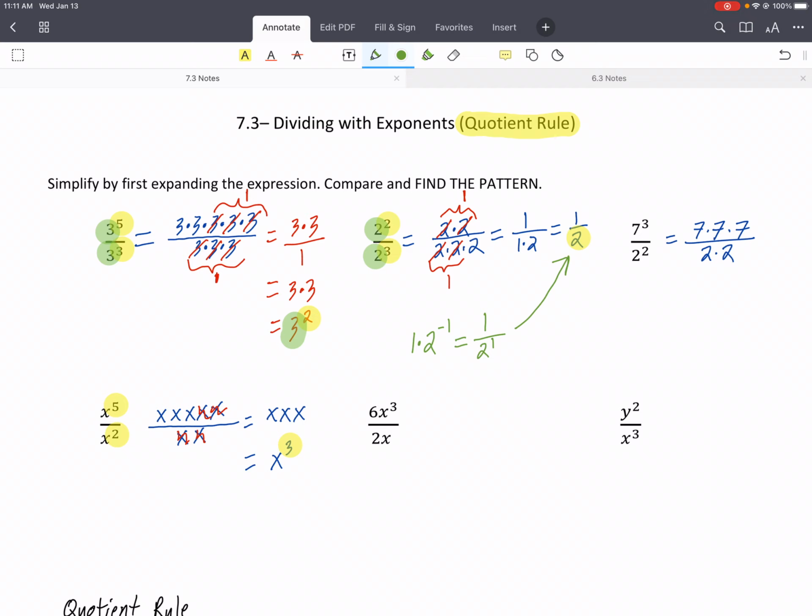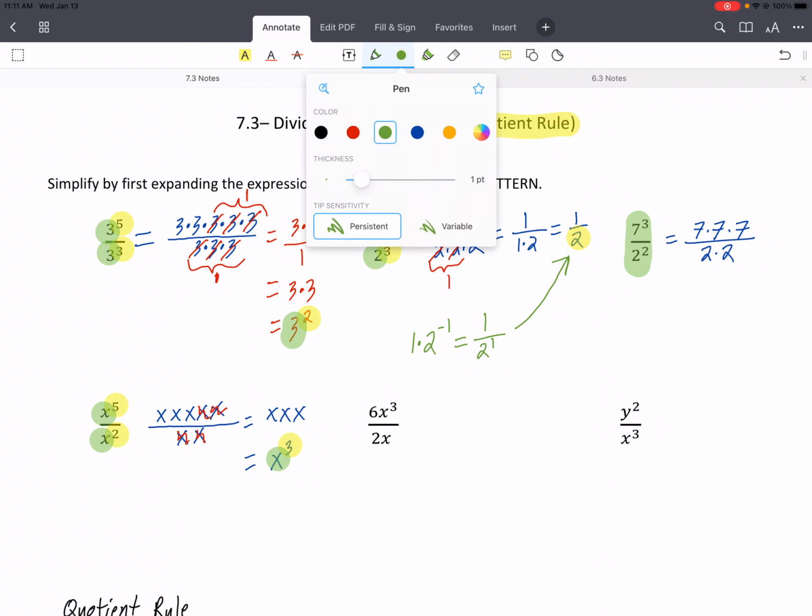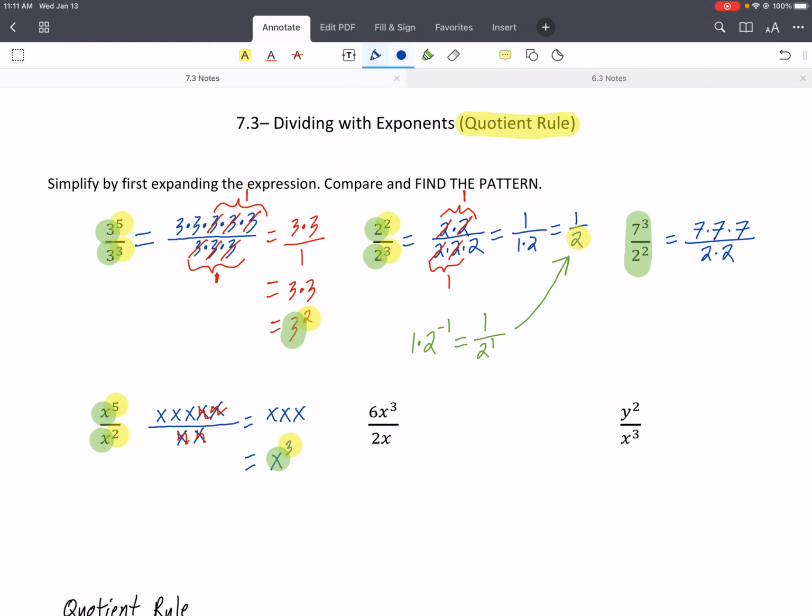This last one didn't work because we didn't have the same base. Here for this x one it did, so we had the same base, so our base was going to be x. 5 minus 2 gave us 3. So this is working.